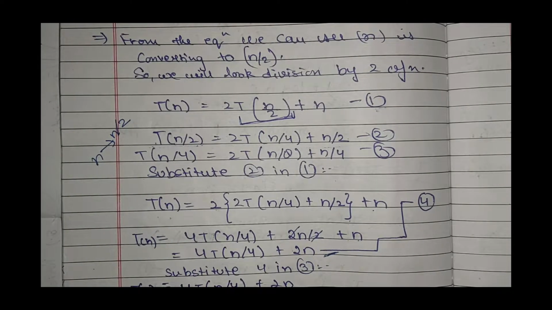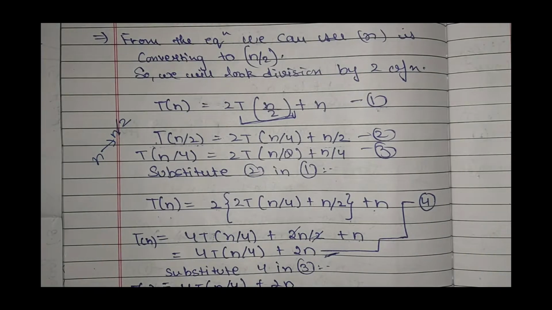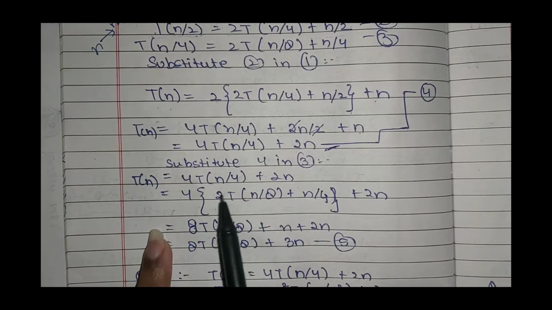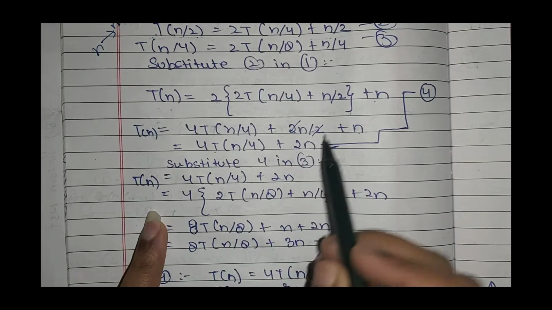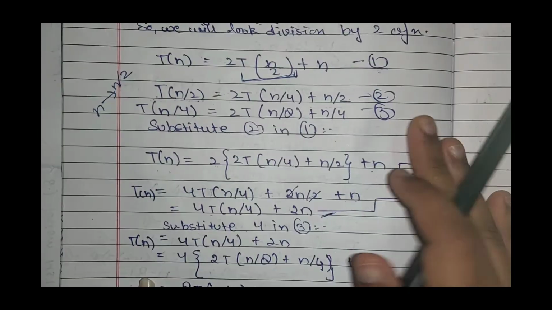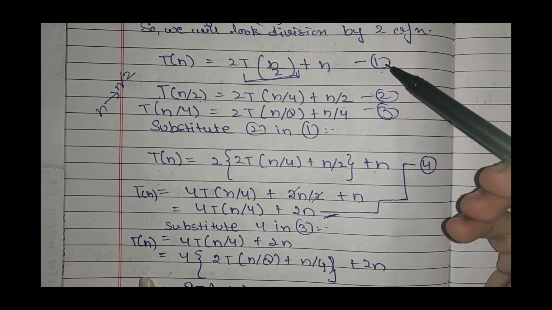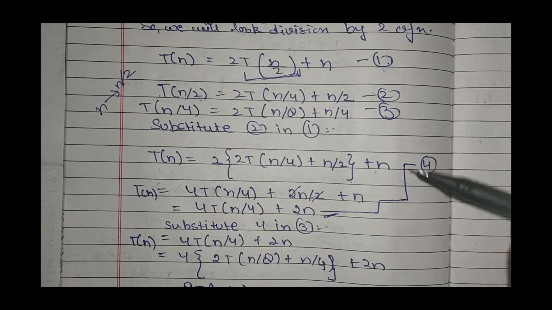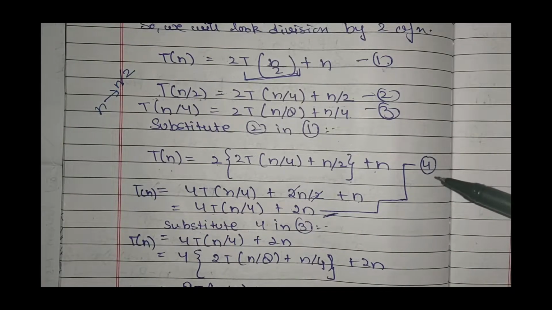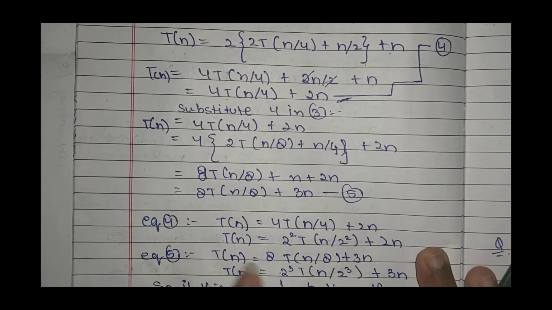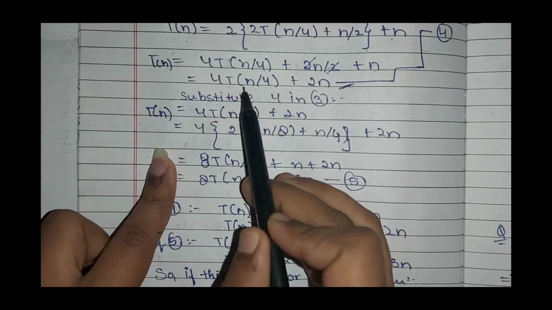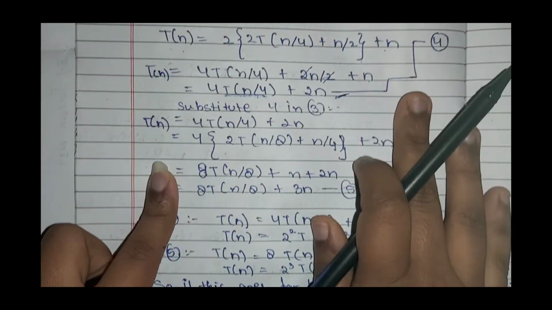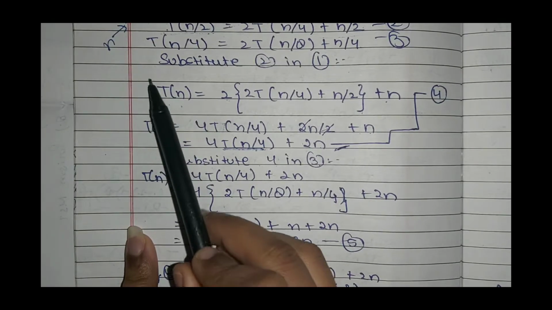So we are going to find one more equation, and then we'll establish what relation exists between them. Now we are substituting this fourth equation that we have found right now into the third equation. In the first part we used equation 2 and equation 1 to get equation 4. Now we are using equation 3 and equation 4 to get the fifth equation. So we'll substitute 4 and 3 because we have T(n/4) here, and we have found T(n/4).